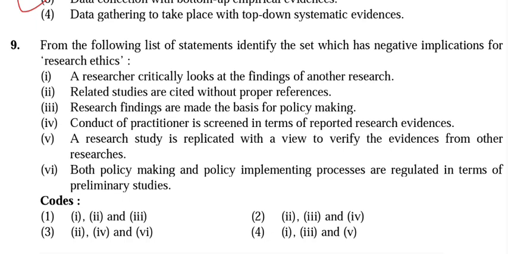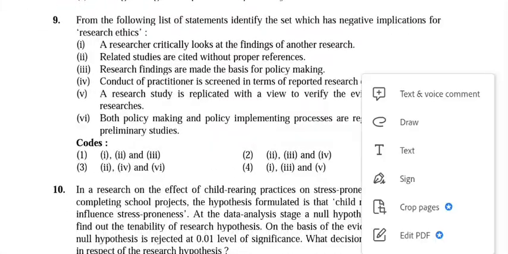Six statements are given. Now we have to choose the correct option. Four options are given: 1, 2 and 3; 2, 3 and 4; 2, 4 and 6; 1, 2 and 5. So the correct option for this question will be number 3. That means 2 is correct, that is, related studies are cited without proper references. 4, a research study is replicated with a view to verify the evidences from other researchers. Then 6, both policy making and policy implementing processes are regulated in terms of preliminary studies. Done. Number 3 is the correct answer.